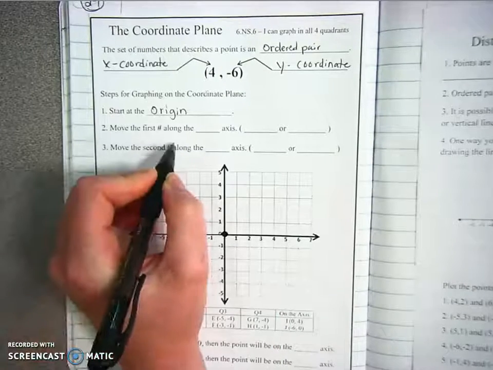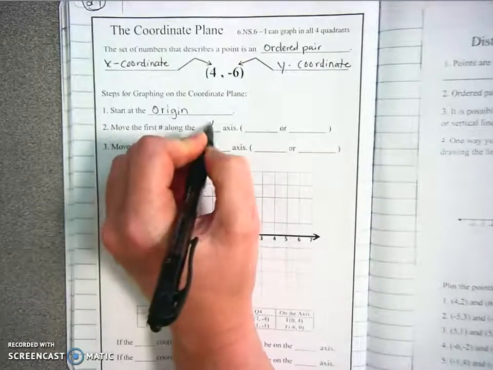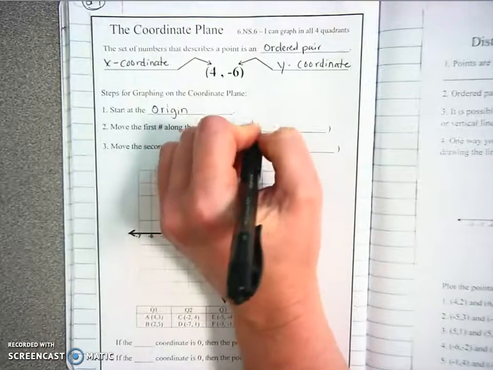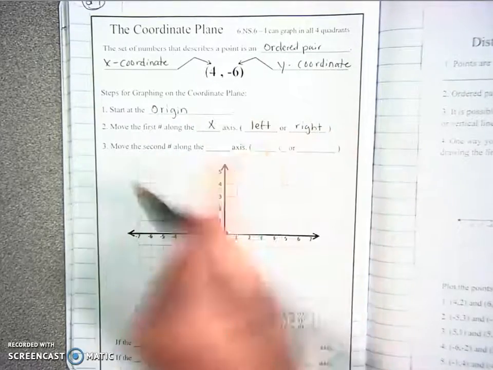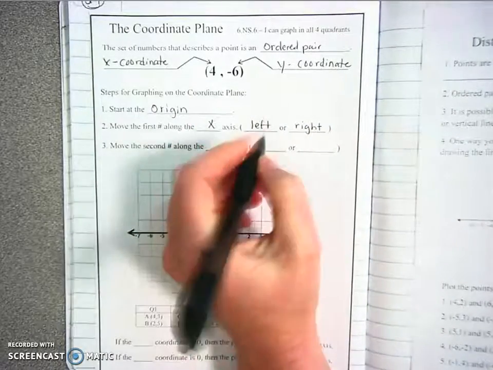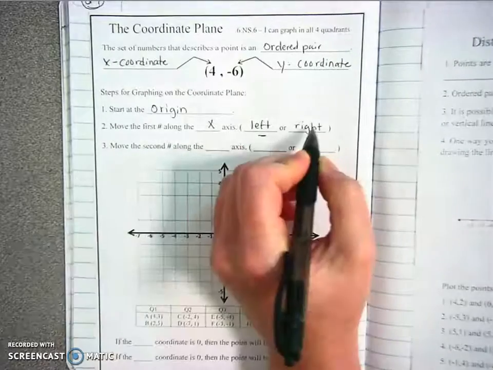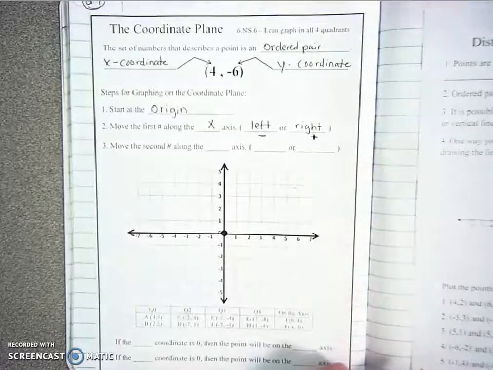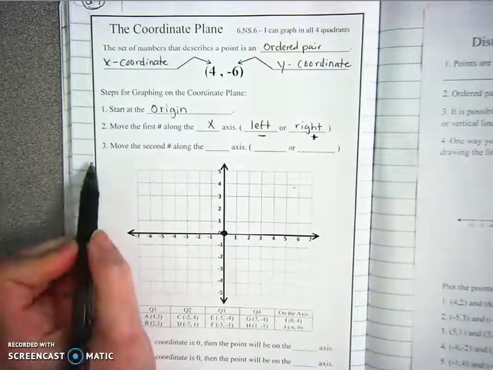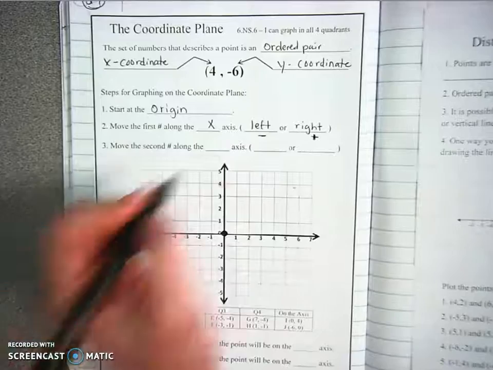Move the first number along the x-axis. So you're either going left or right. You go left if it's a negative number, so I'm going to put a negative sign. And you would go right if it's a positive number, so I'm going to put a positive sign there. All right, number 3, move the second number along the y-axis.